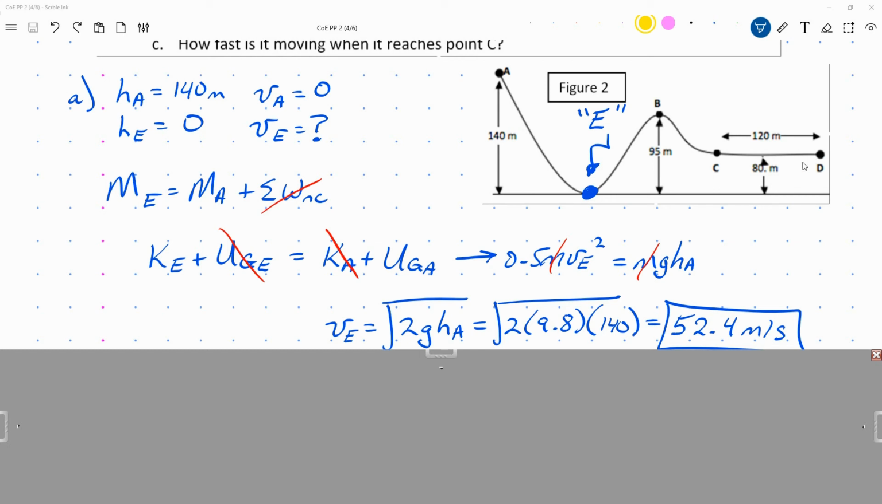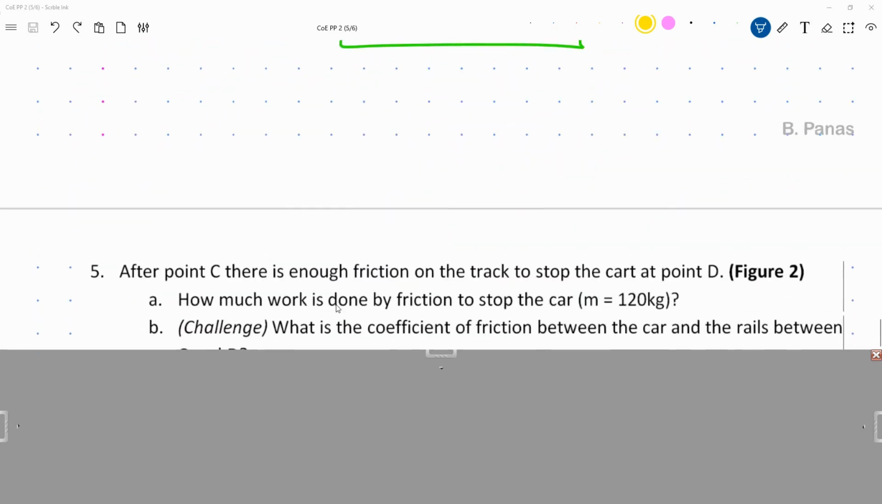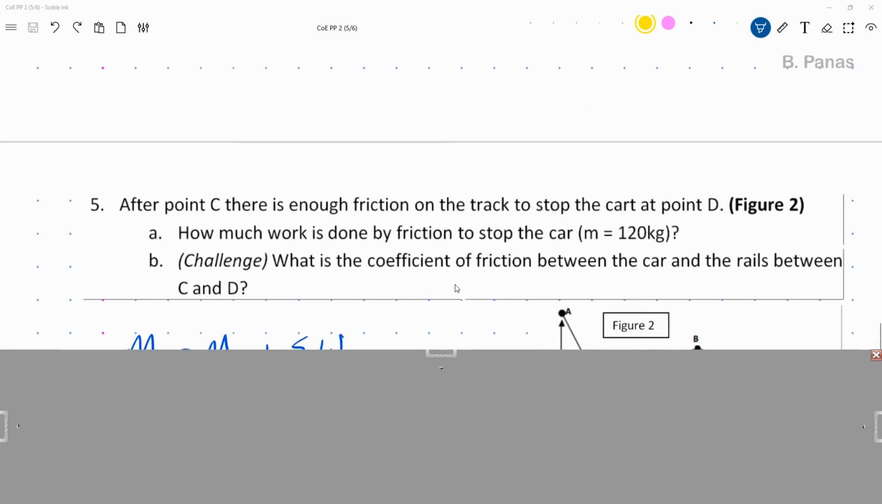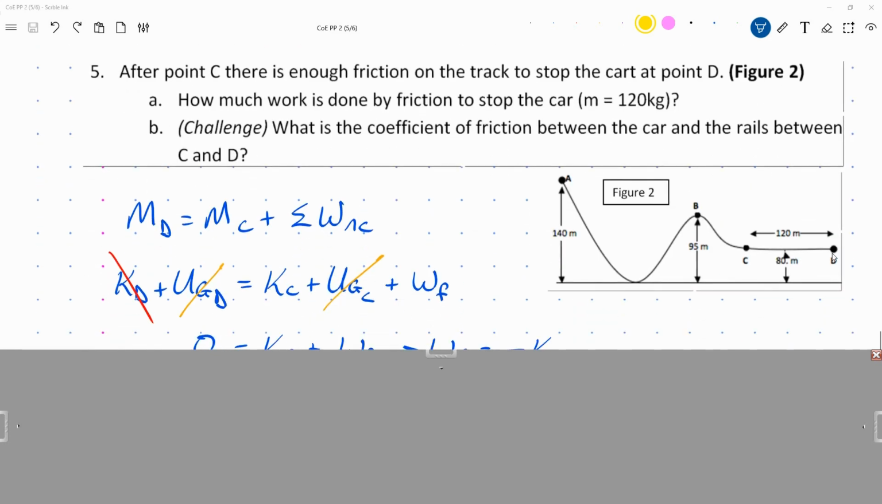Of real big importance here is to note that the height of point C is 80 meters, but so is the height at point D. The track itself was level between point C and D. It didn't go uphill, it didn't go downhill. Okay, let me return to where I just was. So part A, how much work was done by friction to stop the cart? And then we're also asked to find the coefficient of friction. Okay, so moving in here, I'm now comparing point D to point C.